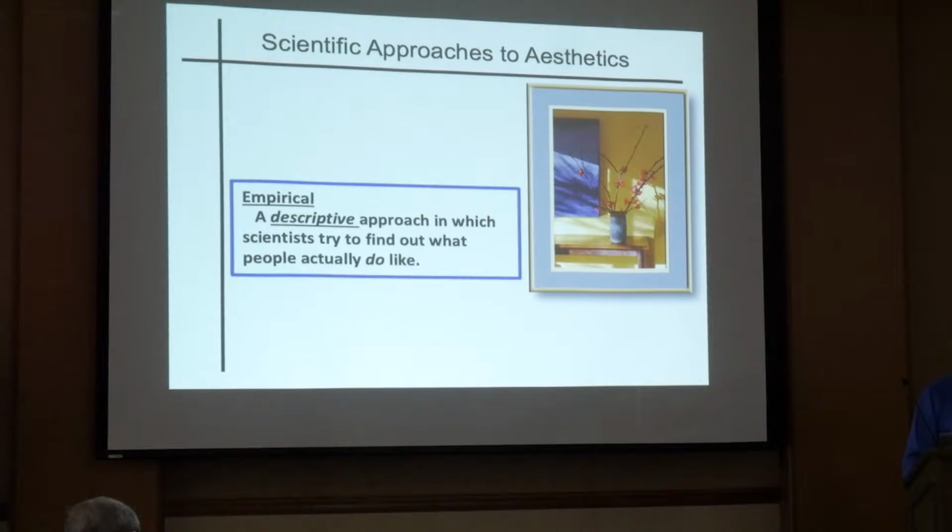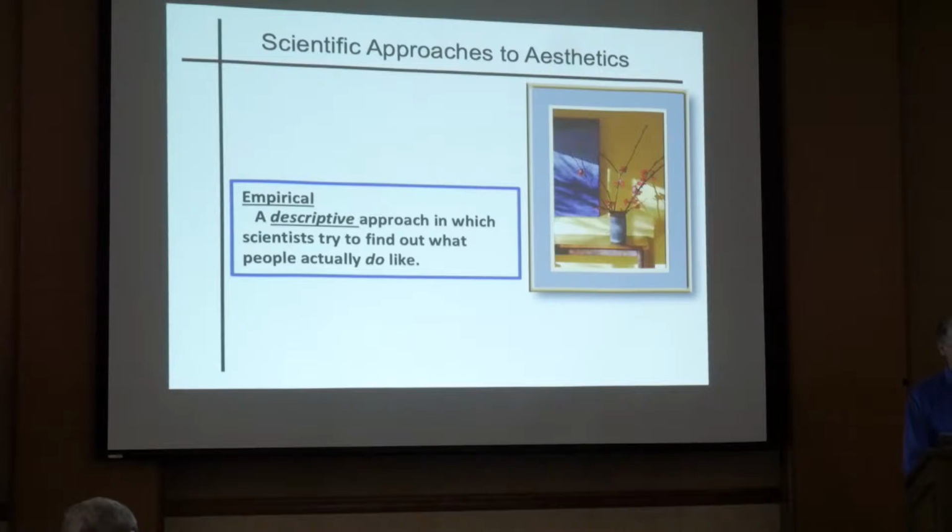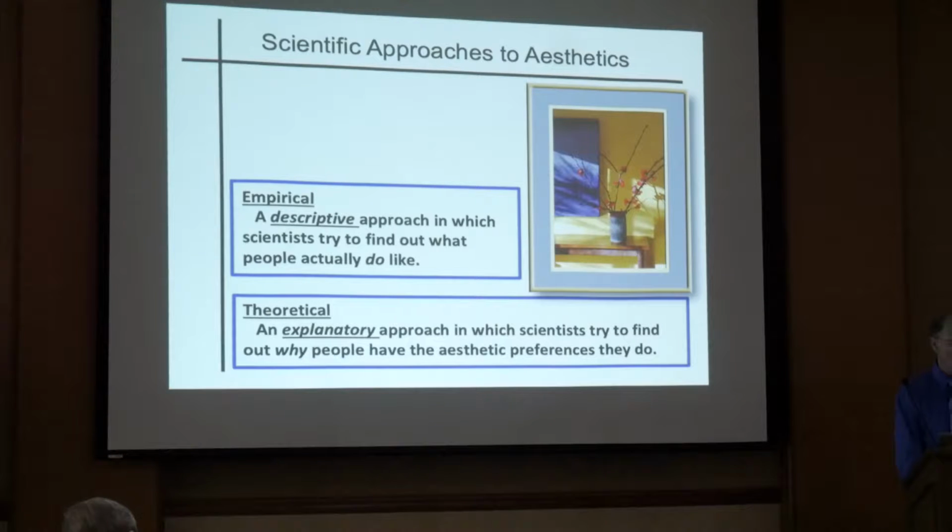But there still are plenty of things to look at. One of them is an empirical approach in which you produce a descriptive analysis in which you find out what people actually do like. You collect data, right? And that becomes the foundation for your aesthetic science. And then also theoretical approaches where you try to explain why it is that people like those things or that color, in the case that I'm going to be talking about.